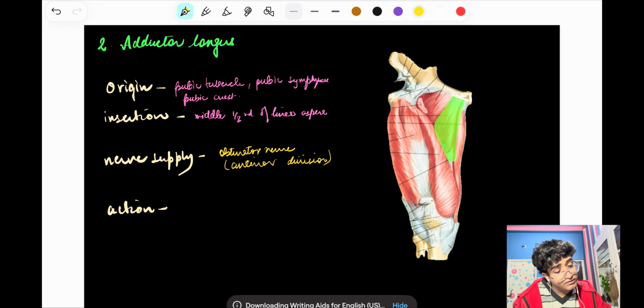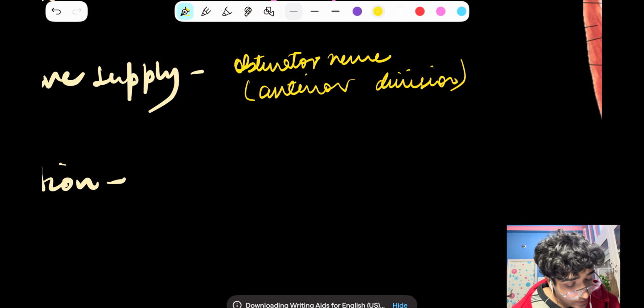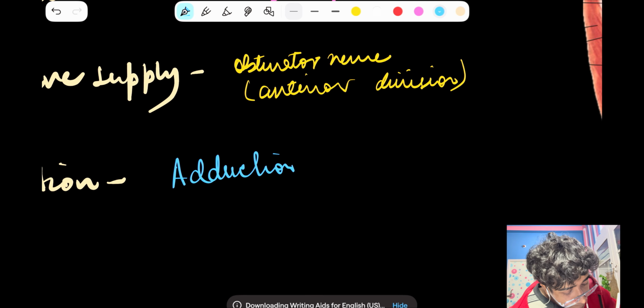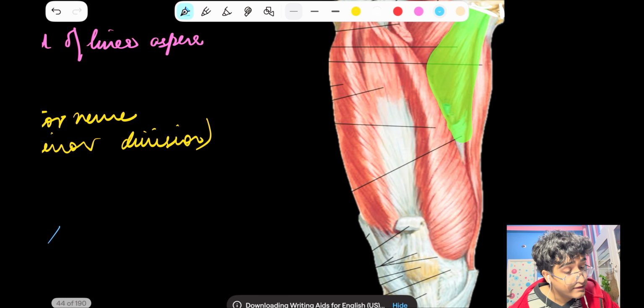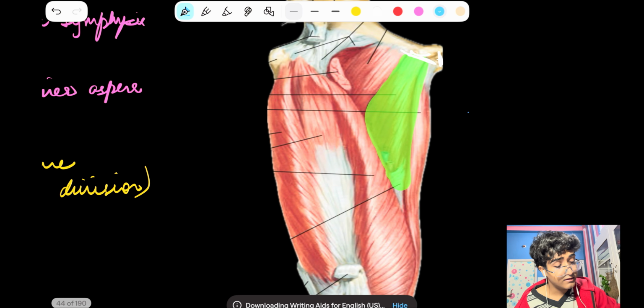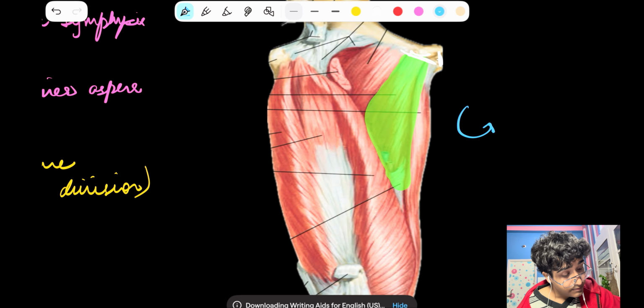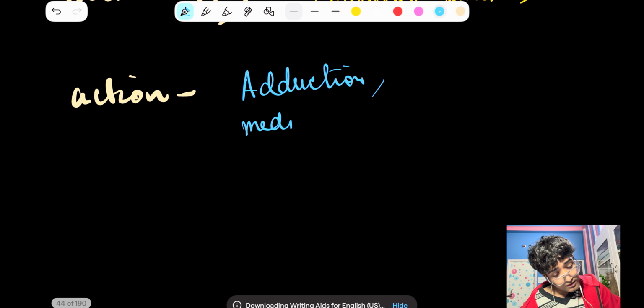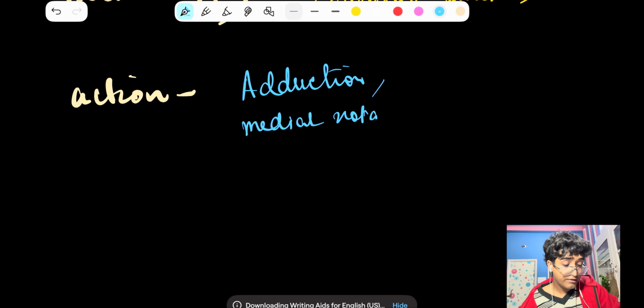Now coming to the action. The action is adduction. Adduction is the common action, and the other action is that it helps in the medial rotation of the thigh. That is, it will help in this motion in this way. Medial rotation of the thigh.